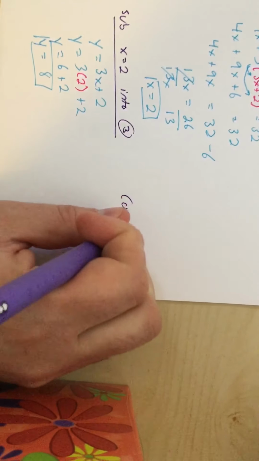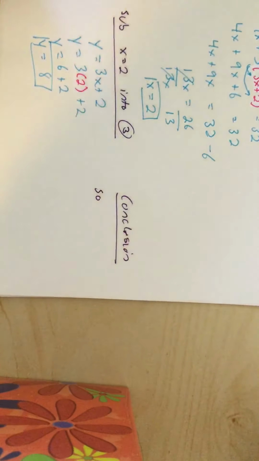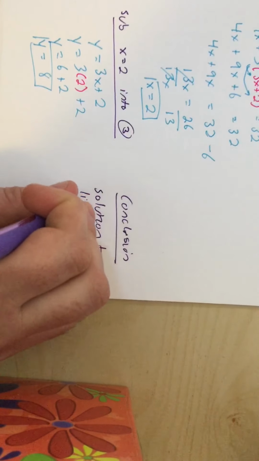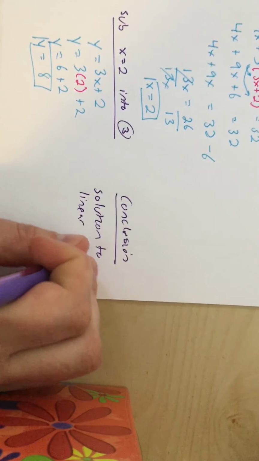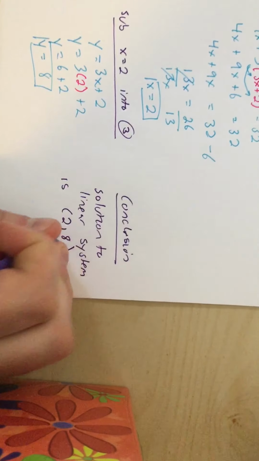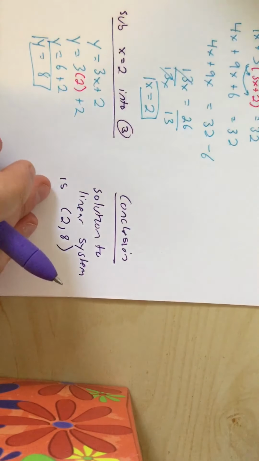And then my conclusion, solution to linear system is 2, 8, which is what was written on the screen from the one I posted. Okay.